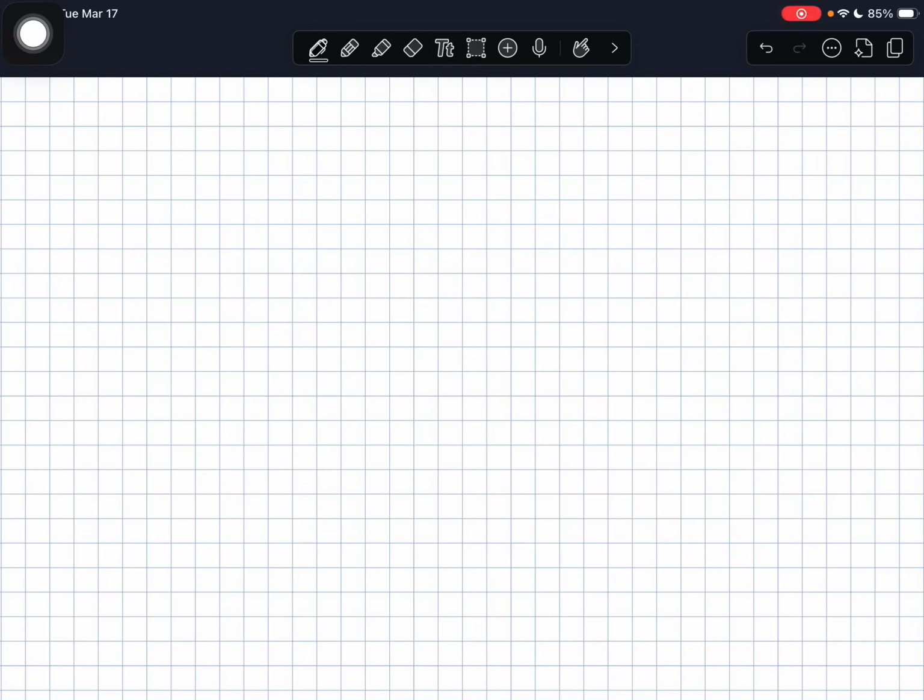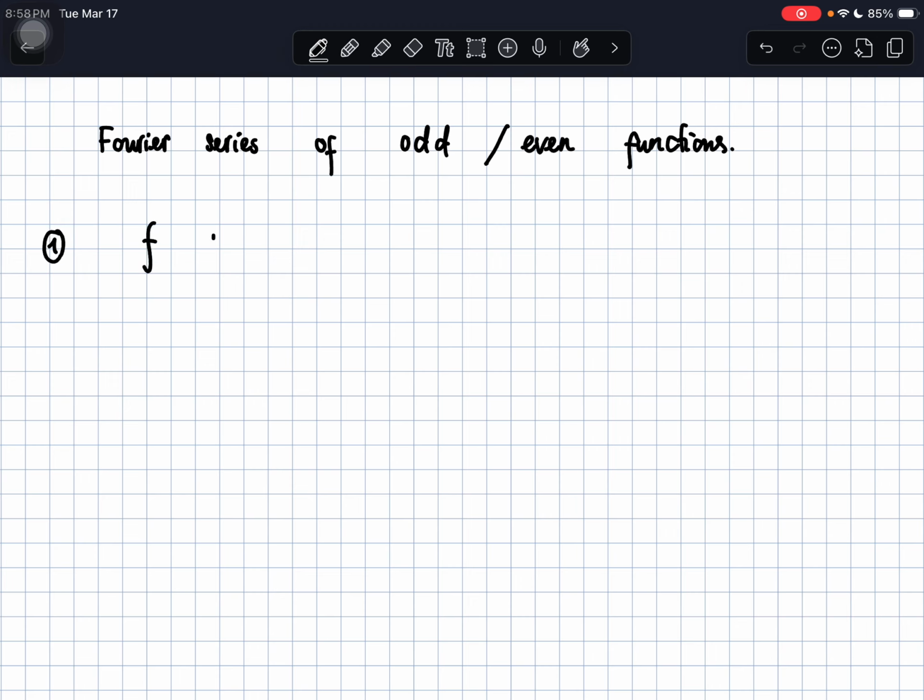Fourier series of odd and even functions. So let's consider first the first case. Say we have f is odd and we are working with the function f of period 2L. So L is half of the period and this function is piecewise continuous.